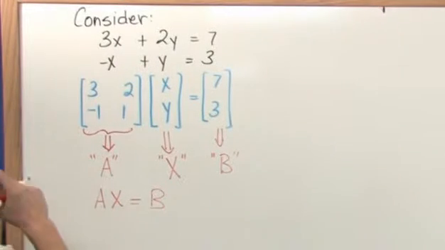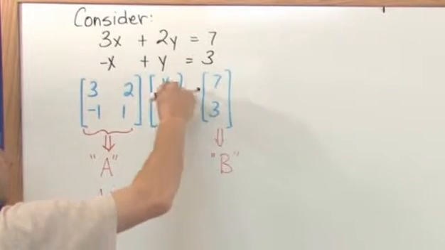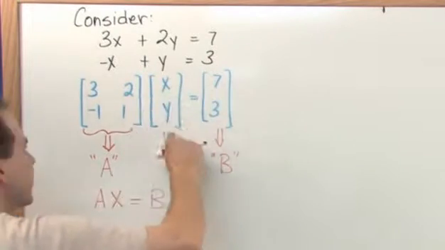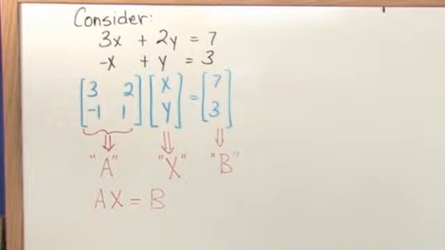Everything in here is a matrix. Okay? Now, this capital X is not the same as this little x. The little x is the actual variable you're solving for, and y is the other variable you're solving for. This matrix with all the variables in there is called capital X, and that's why it's capitalized there. Okay? So A times X is equal to B. This is the matrix form, and you can write that for any system of equations.